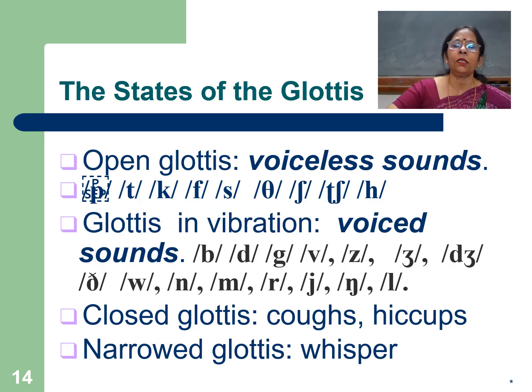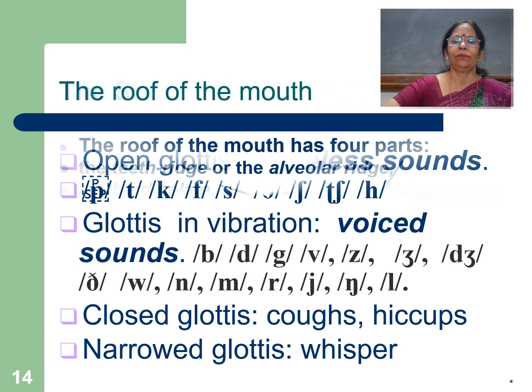So the International Phonetic Association has given us the phonetic symbols through which the sounds of English can be represented. The third stage is the closed glottis, such as during cough and hiccups, and the narrowed glottis when we whisper.